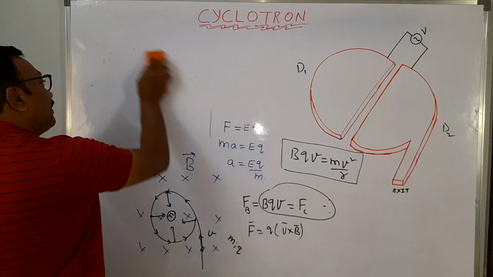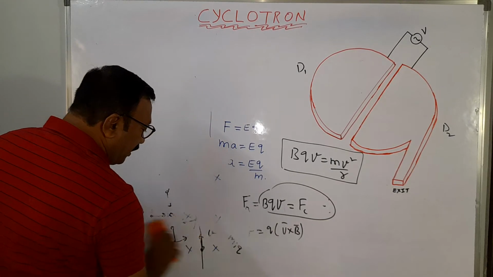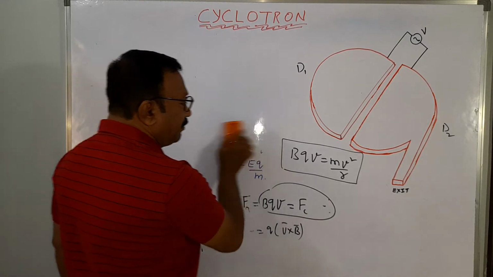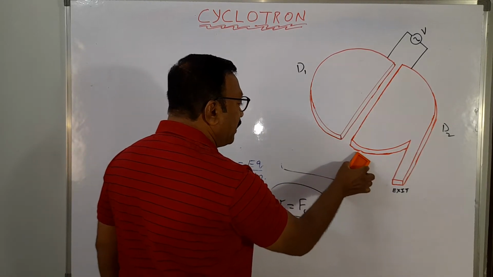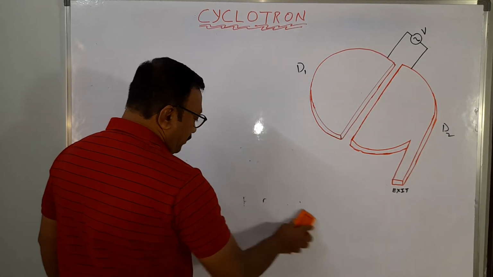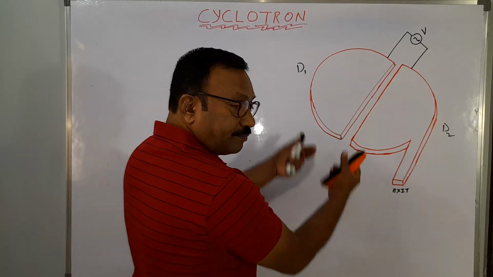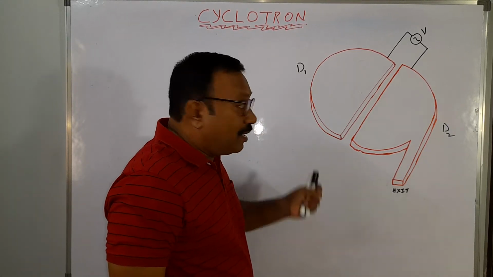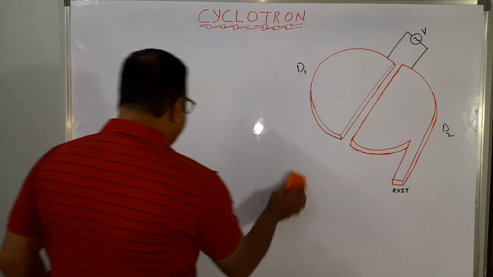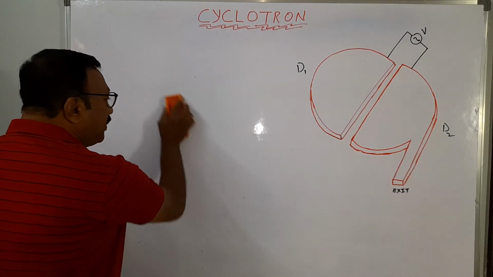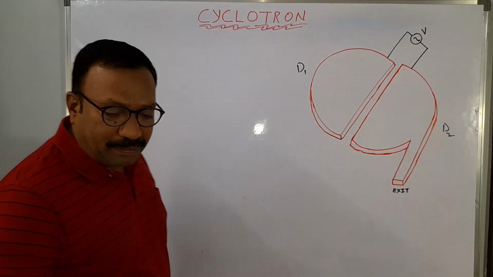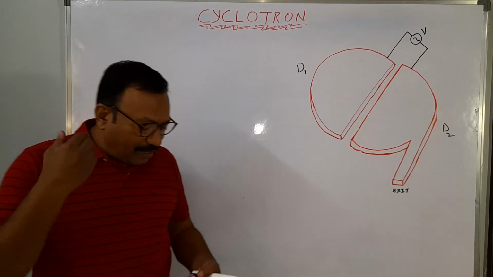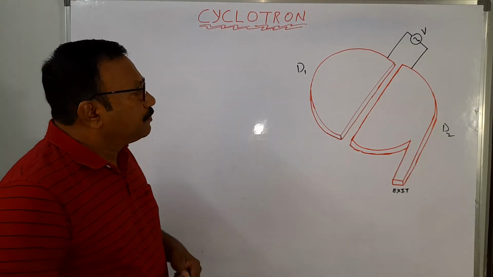It will have two Ds, and these are hollow metallic chambers. You can see on the diagram, this is a box having some thickness, made up of metal, and it is hollow inside. Fine. So what will we do here in order to accelerate the particles and get high velocity, charged particles, or highly energetic particles?